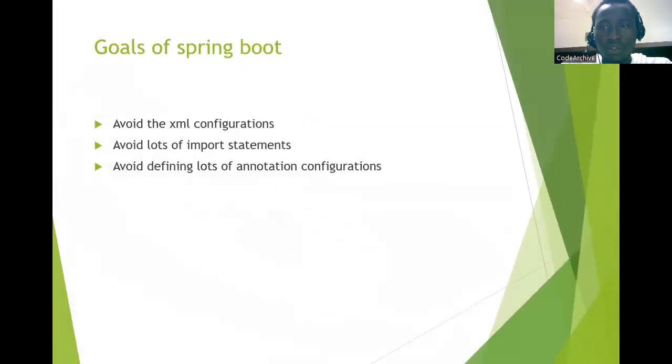Spring Boot was built mainly for three goals. One is to avoid the XML configuration, so that we don't have to configure XML during deployment. It is also built to reduce the number of imports, avoiding importing a lot of classes, and also to avoid defining a lot of annotations on the classes that we are defining.